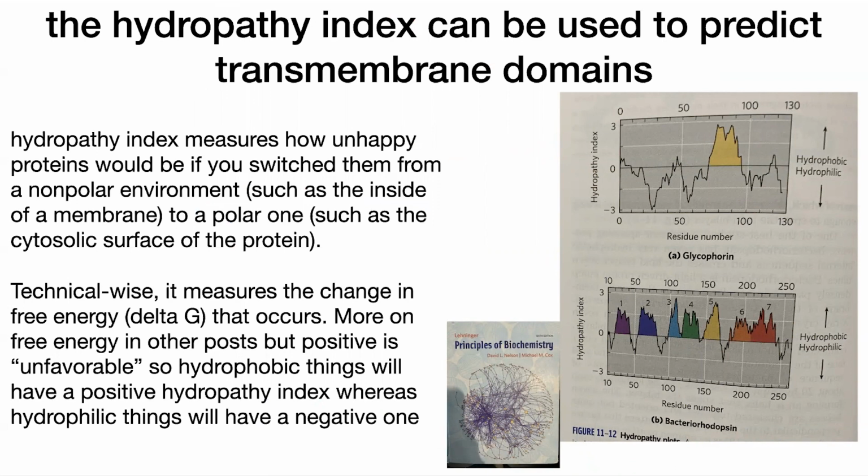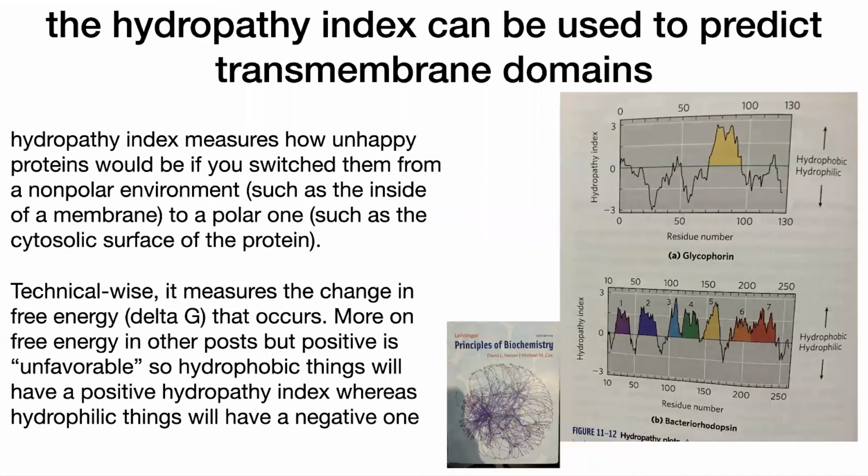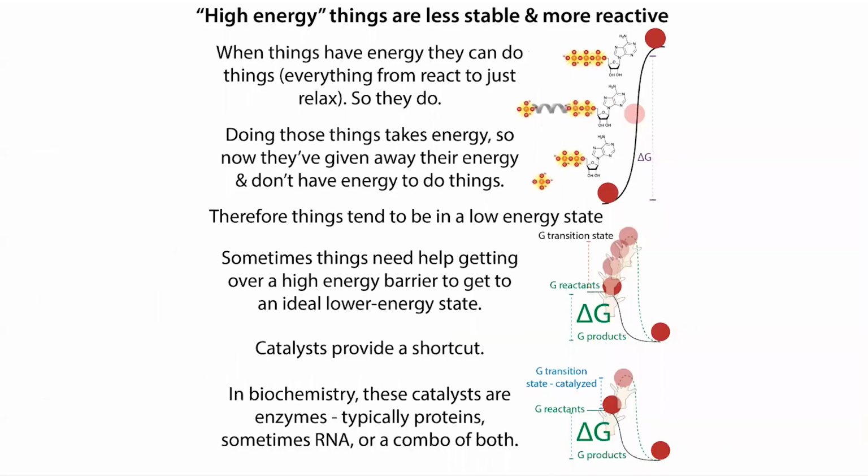So what you can do is go along the length of a protein, the first amino acid, second, third, fourth, all the way down the protein. And then you look and see how hydrophobic is it, how hydrophilic is it? And you give it something called a hydropathy index. Basically, what this tells you is how mad or happy the amino acid would be if you were to move it from a hydrophobic environment, such as inside of the membrane, to a hydrophilic environment, such as the cytosol. And what it's measuring is the delta G, the change in free energy.